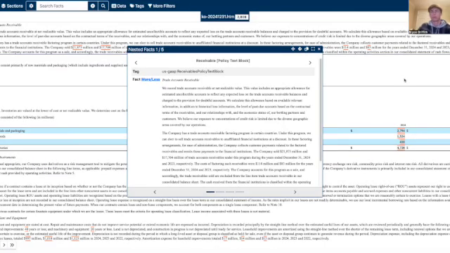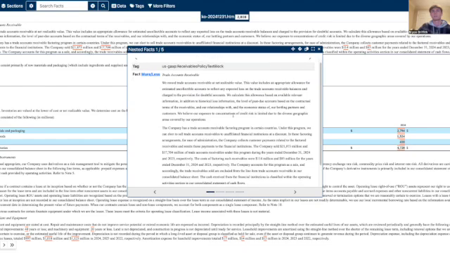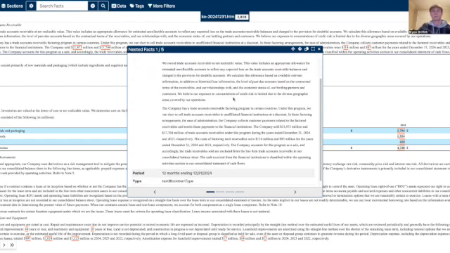Alrighty, so here is the real world example from Coca-Cola. So this is their trade accounts receivable balance. And it's kind of cool to read through. It's basically all those rules that I just mentioned, you can kind of see on display here. So we record trade accounts receivable at net realizable value. This value includes an appropriate allowance for estimated uncollectible accounts to reflect any expected loss on the trade accounts receivable balances and charge the provisions for doubtful accounts. And it goes into how they calculated this, which is very similar to our example here.